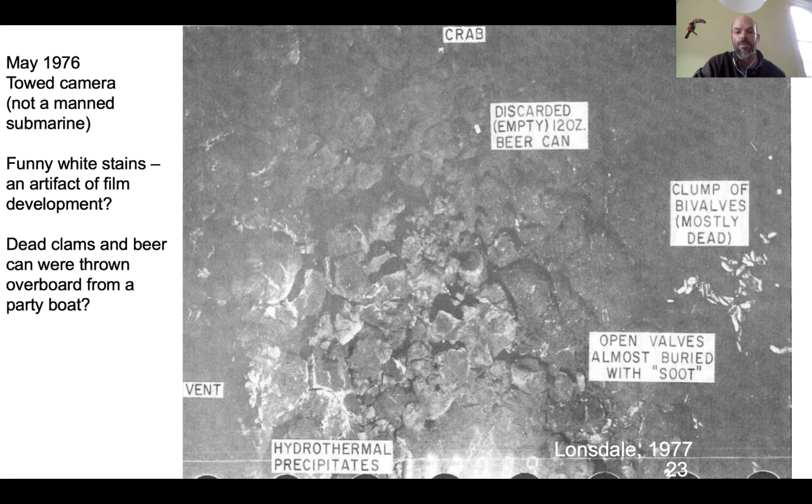So here's a photo from a camera that was being towed behind a ship in the Pacific Ocean near the Galapagos Islands in 1976. So this was not a submarine. There weren't people down there. This was just a camera that was thrown overboard and connected to the ship with a cable. And the geologists had predicted that a lot of this heat coming out of the Earth must be coming out around the Galapagos Islands for geological reasons that we won't go into in this class.